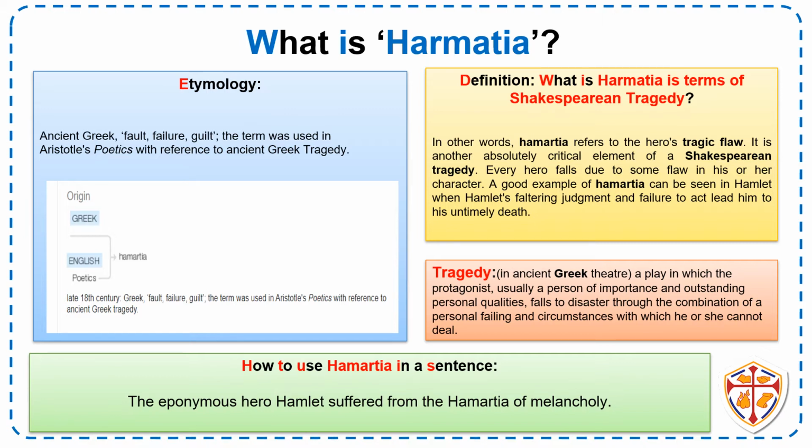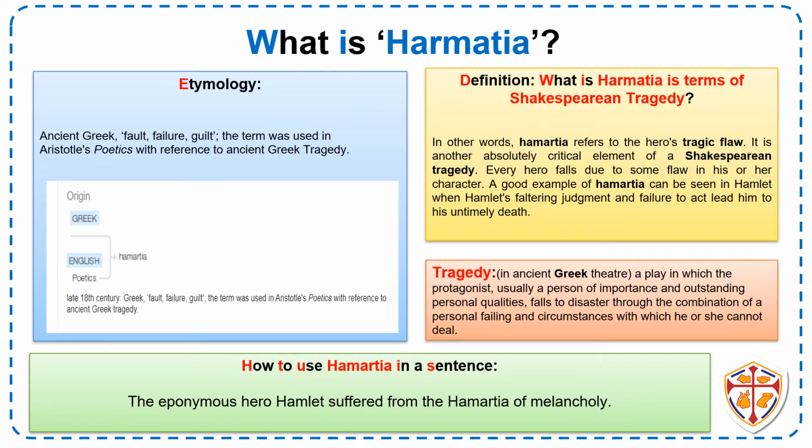It is an absolutely critical element of a Shakespearean tragedy, in which any hero falls due to some flaw in their character. A good example of Hamartia can be seen in Hamlet, when Hamlet's faltering judgment and failure to act lead to his untimely death.